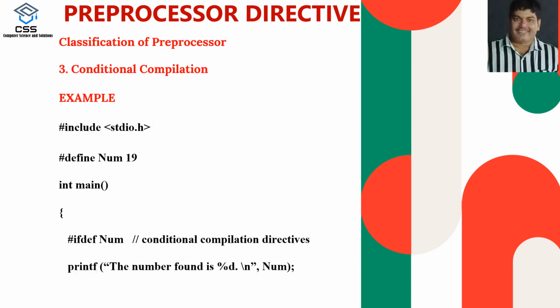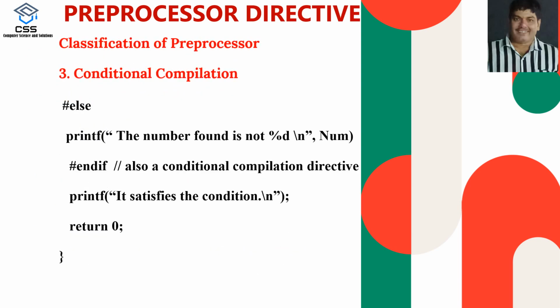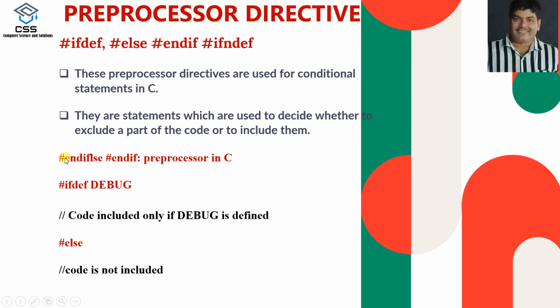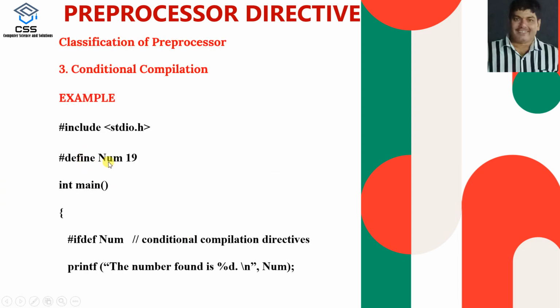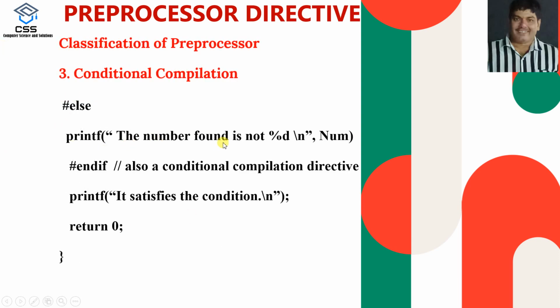How do you have to define it? There is a syntactical nomenclature you see here. If you define something with a hash, then if it is declared, it returns true, and if it is not declared, it returns false. Suppose I define hash define num 19. Num is a macro. If I give the condition hash ifdef, meaning if num is defined, yes, then the number will display, meaning the condition is true. If not defined, the else part will execute.